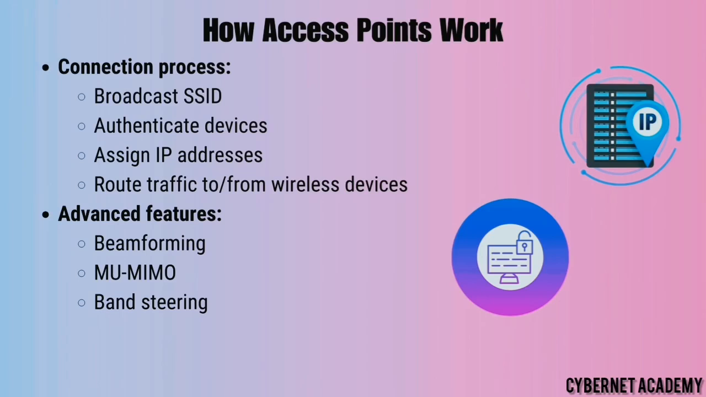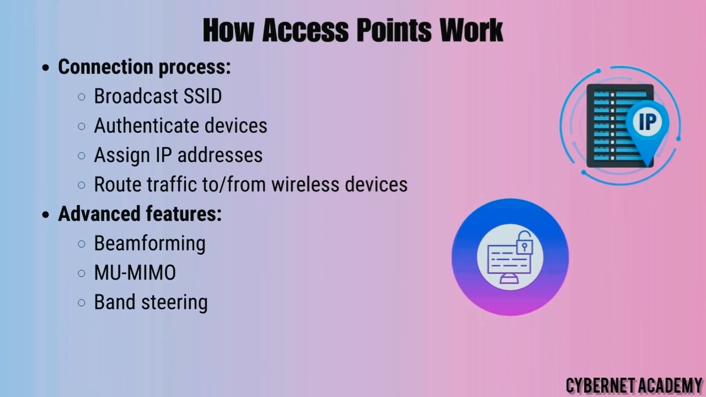If allowed, the access point assigns your device an IP address, like giving you a name tag at an event. Now your device can send and receive data through the access point. This process happens every time a device connects to Wi-Fi. Modern access points can handle many devices at once and use clever techniques to provide the best signal.